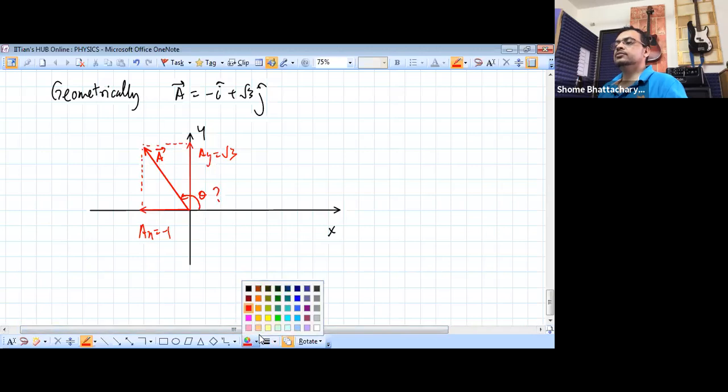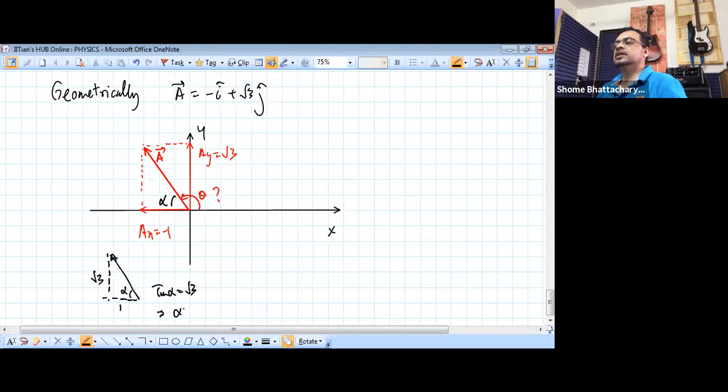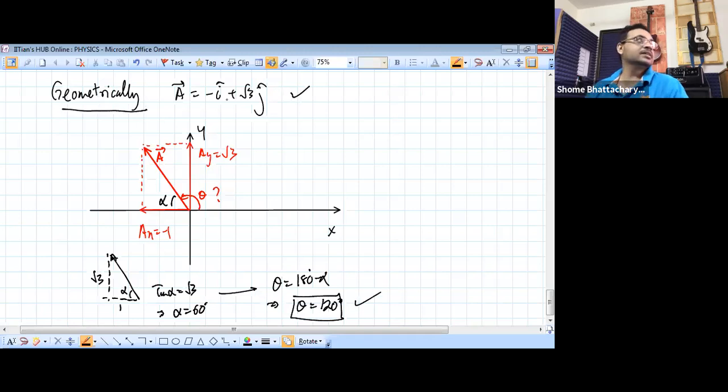For that, you can just first concentrate on what this angle is. So this is alpha. You can see that angle alpha is such that this side is 1 in magnitude and this side is root 3. So tan alpha is root 3. That means alpha is 60. So theta is 180 minus alpha, which is the angle that the vector A is making with the positive x-axis. This is a very simple visual way of interpreting this equation, that vector A is minus i cap plus root 3 j cap. What it means.